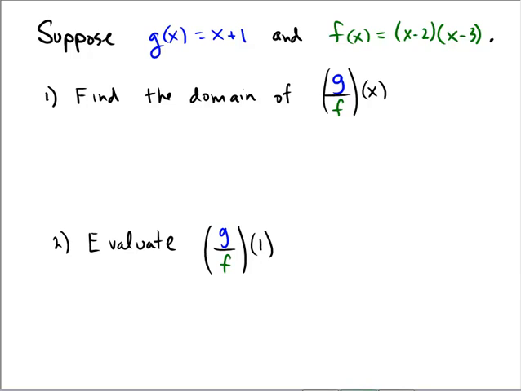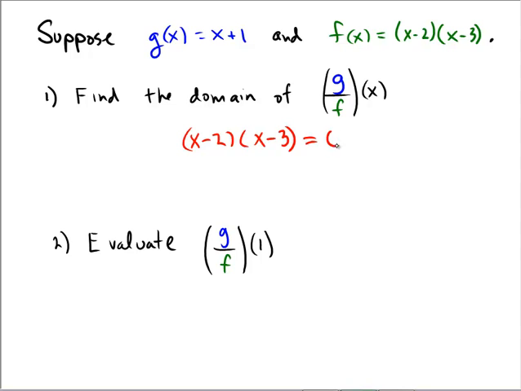So recall, in mathematics, we must never divide by 0. Division by 0 is an undefined operation and thus would not be part of the valid domain. So in this quotient, g over f, f is the denominator, which is x minus 2 times x minus 3, and we wish for this to never be equal to 0.